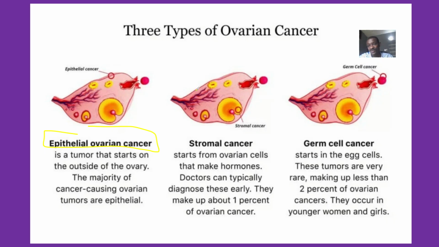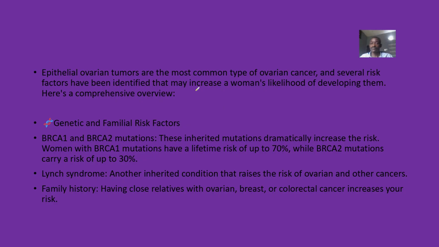Most of the time, because about 80 to 90% of ovarian tumors you see in the hospital are the epithelial types. Several risk factors have been identified that may increase the likelihood of somebody having these cancers. Do you understand? So, you can have genetic and familial risk factors.